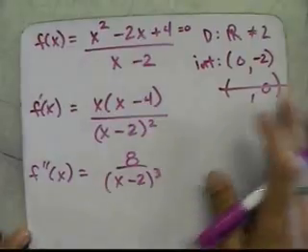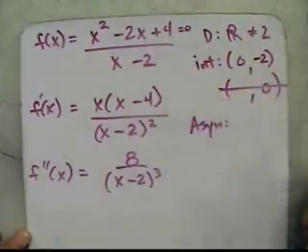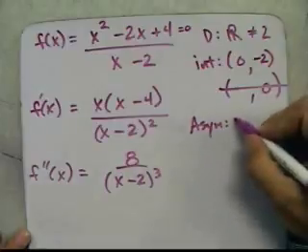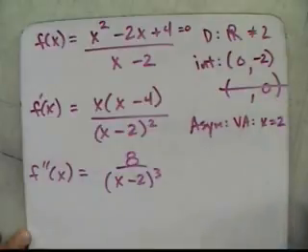So intercepts are good. I got the domain. I got the intercepts. What about asymptotes? I should have something here, right? What kind of asymptote am I going to have here? Vertical. Okay, vertical asymptote at x equals 2. That's pretty good. I'm going to have a vertical asymptote. Do I have any horizontal asymptotes here?